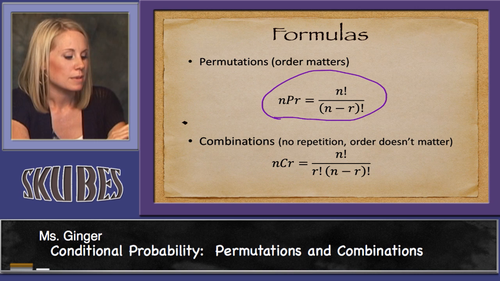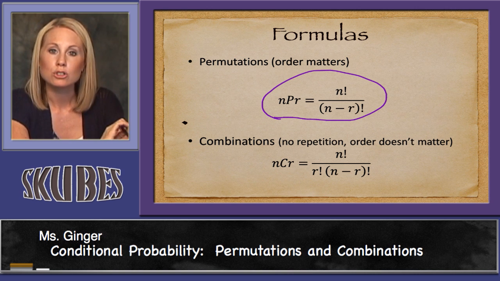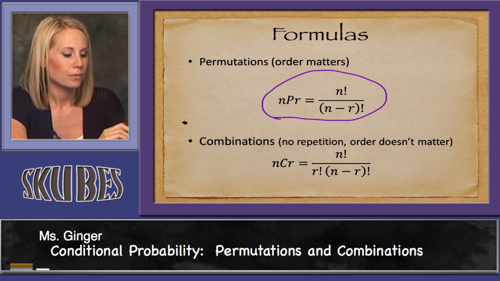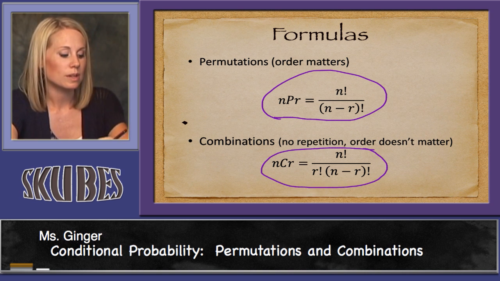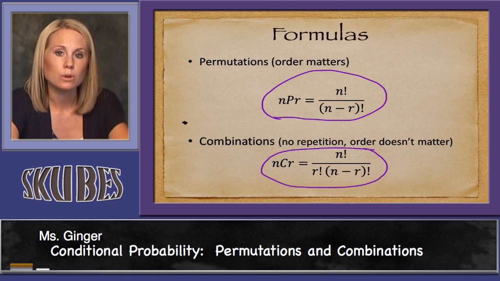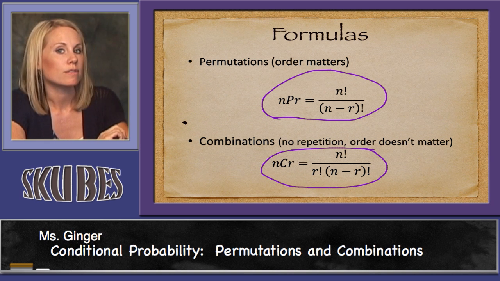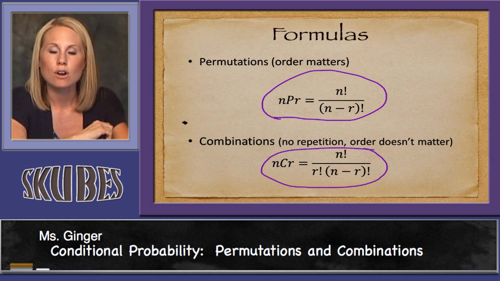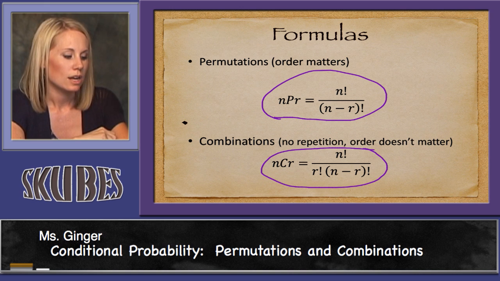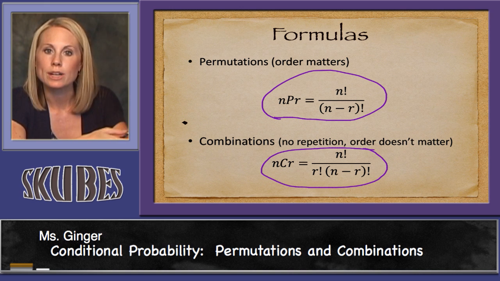When you come across the combinations examples in your problems, that is where the order doesn't matter. You're choosing items out of a group, and you're going to use this formula here. nCr is equal to n factorial divided by r factorial times n minus r factorial. So you're just putting in your n and your r. Your n is your total, and your r is the amount you're choosing or arranging.